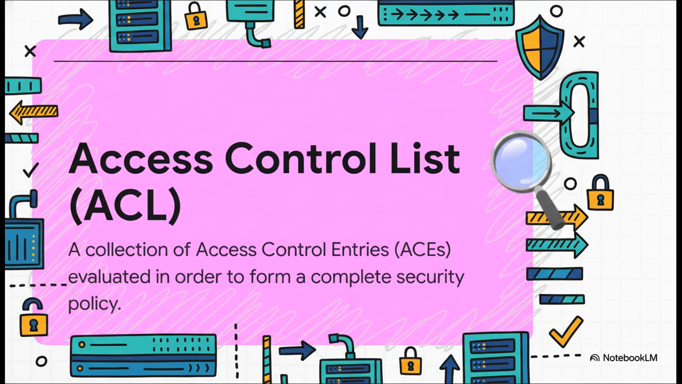And when you stack a whole bunch of those ACEs together, well, then you have an access control list, the ACL. This is the complete set of rules, your entire security policy for that part of the network. It's the full rulebook, not just one sentence.